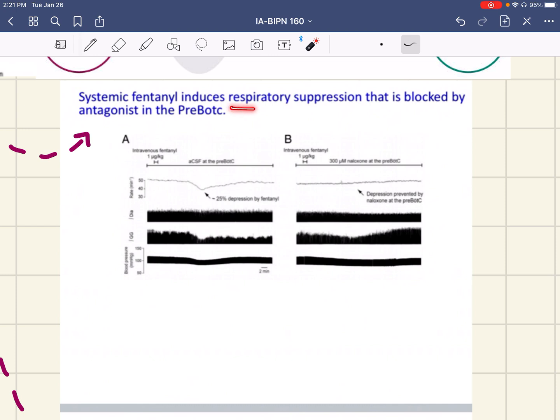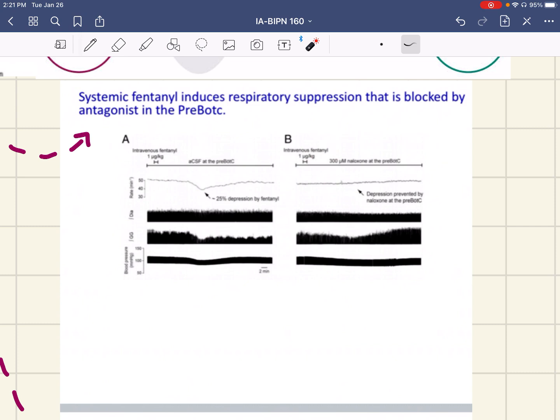systemic fentanyl induces respiratory suppression that is blocked by antagonist. Yeah, so naloxone binds to the pre-Botzinger complex, and it doesn't let fentanyl bind to it. So when naloxone is present, then the effects of fentanyl are no longer affecting the pre-Botzinger complex. So the breathing never stops. Okay, so essentially main point, naloxone reverses or doesn't allow fentanyl to do what it does, which is suppress the pre-Botzinger complex.